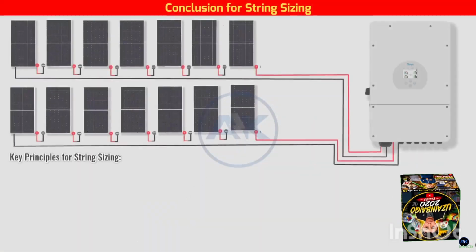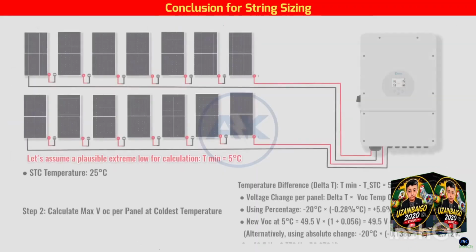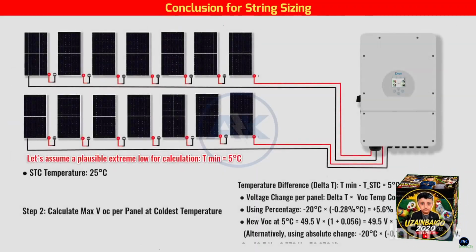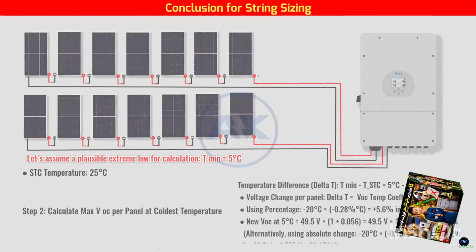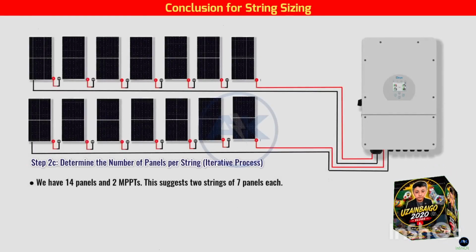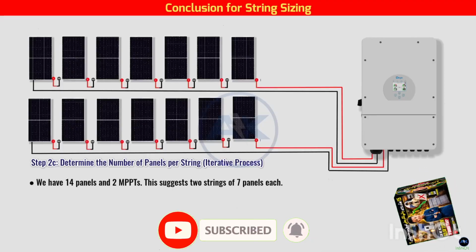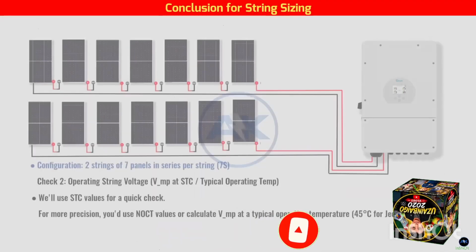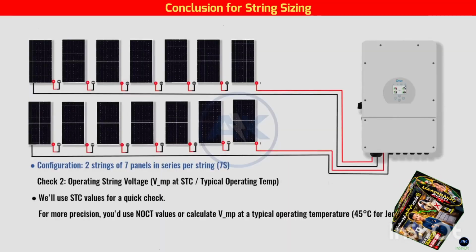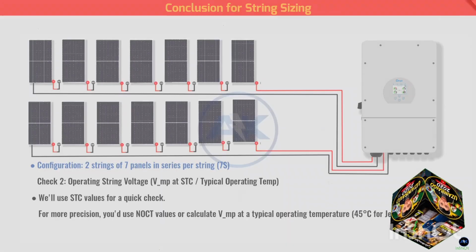Conclusion for string sizing. Based on these calculations and our hypothetical values, a configuration of 2 strings, each with 7 panels in series, 7S, is suitable for your 8 kilowatt system using these 585 watt panels and this type of hybrid inverter. MPPT1, 7 panels in series. MPPT2, 7 panels in series. Total panels, 7 plus 7 equals 14 panels. Matches our calculated need.